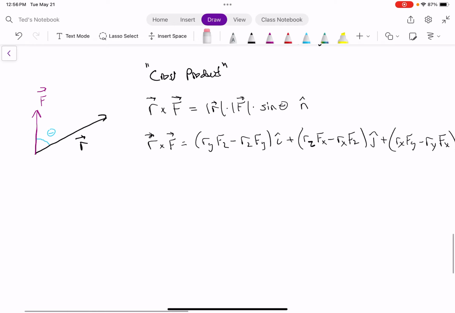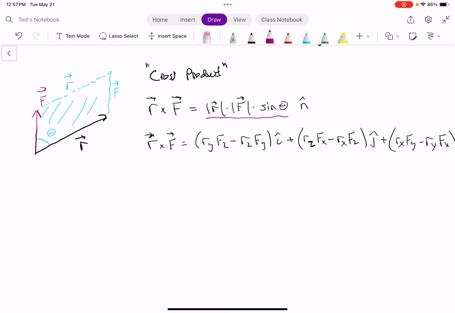So what is a cross product? What does it mean? Well, first of all, geometrically, the idea is we imagine making a parallelogram out of these two vectors by putting another copy of the r vector here and another copy of the f vector here. And then this parallelogram has an area, and the area of that parallelogram is equal to the length of this vector, r times f times sine theta.